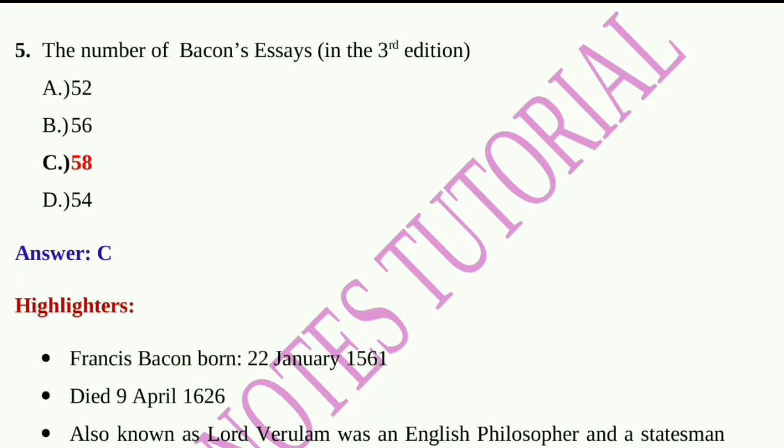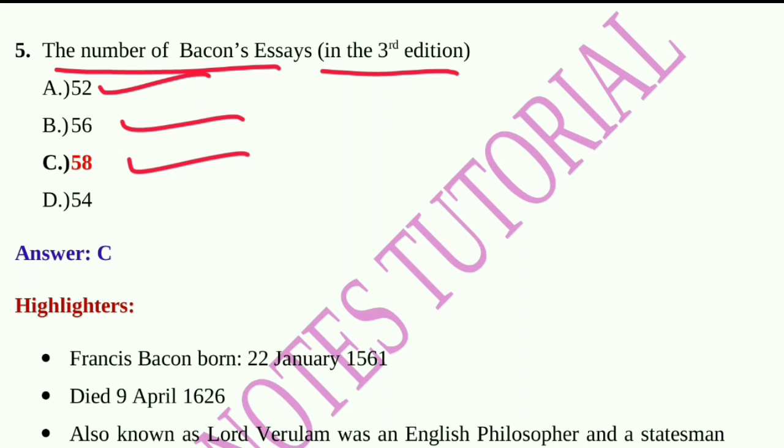Question number five. The number of Bacon's essays in the third edition. Option A, 52. Option B, 56. Option C, 58. Option D, 54. Your answer, 58, that is option C, is the correct answer. Let's focus on the highlighters.